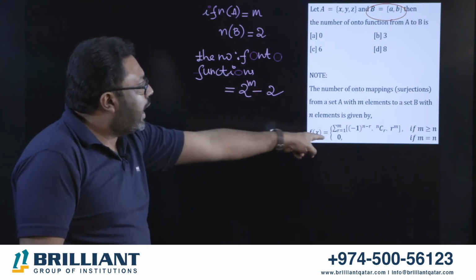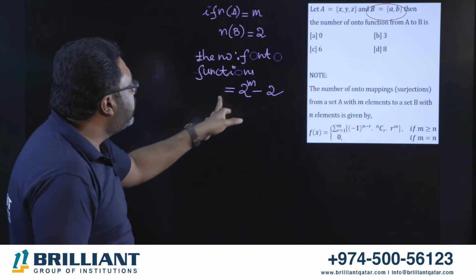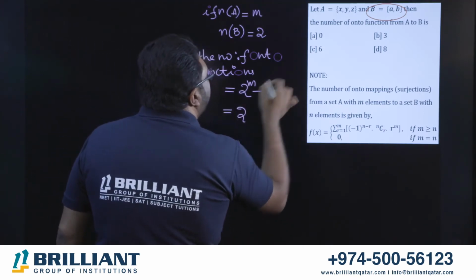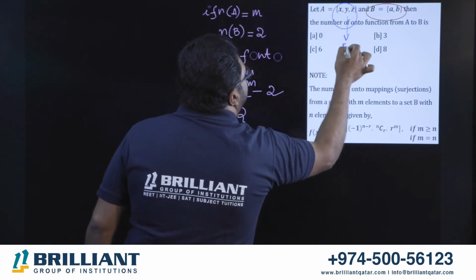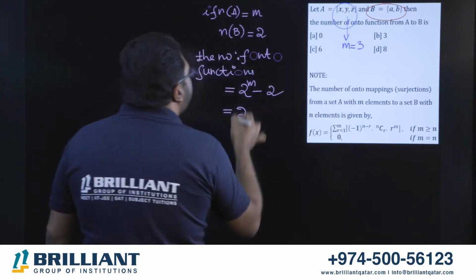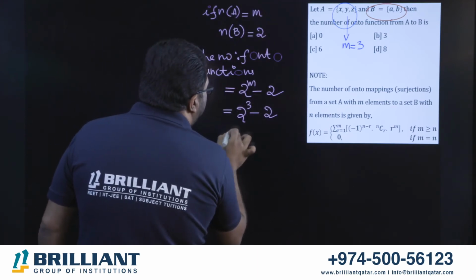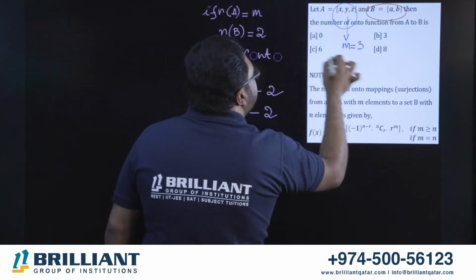Please learn it by heart. I will explain this formula also to you, don't worry. 2 raised to m minus 2. In this case, what is m? In this case, m is equal to 3. So this is going to be 2 raised to 3 minus 2, which is 8 minus 2, which is 6. So my final answer is ready. My final answer is 6.